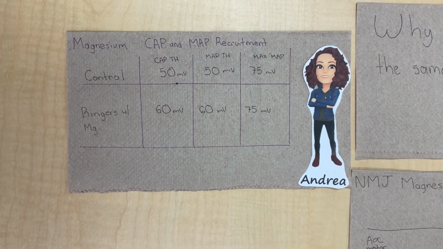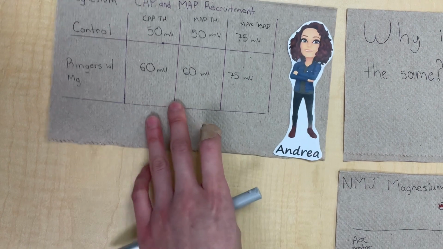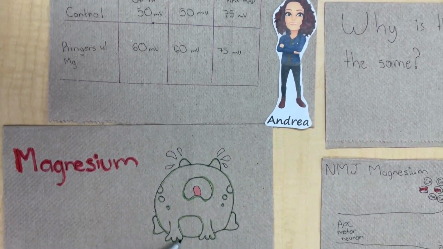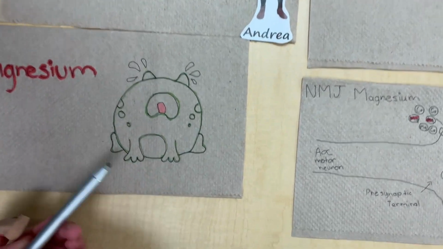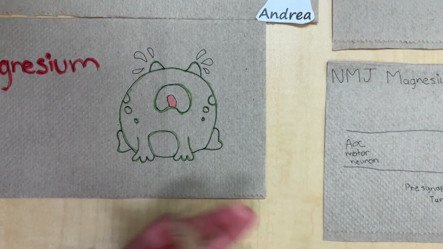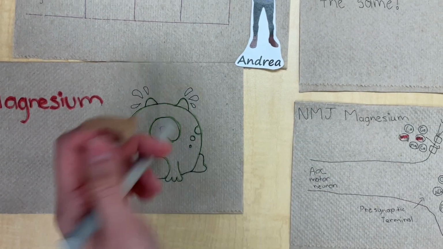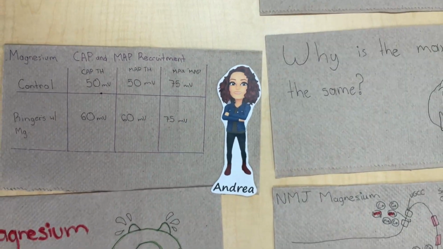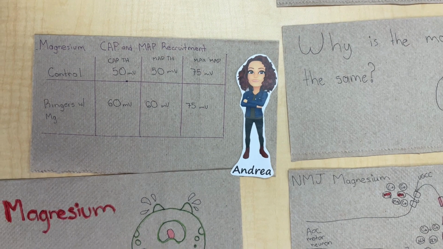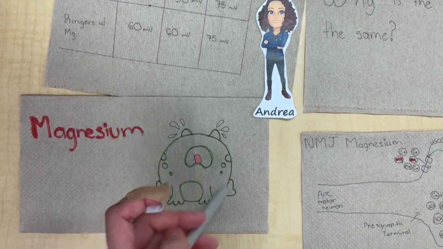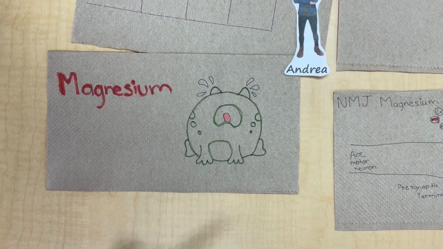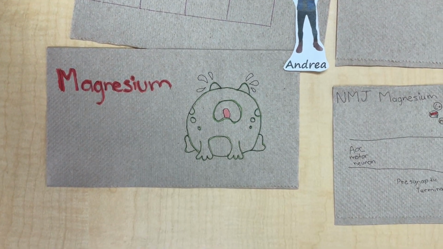A few theories that we have as to why this happened: maybe when we were stimulating our frog, the muscle jumped and that caused an error, showing in the no change effect. Also, another theory is that maybe when we were soaking the muscle with magnesium, we didn't soak it for long enough, also showing no effect.